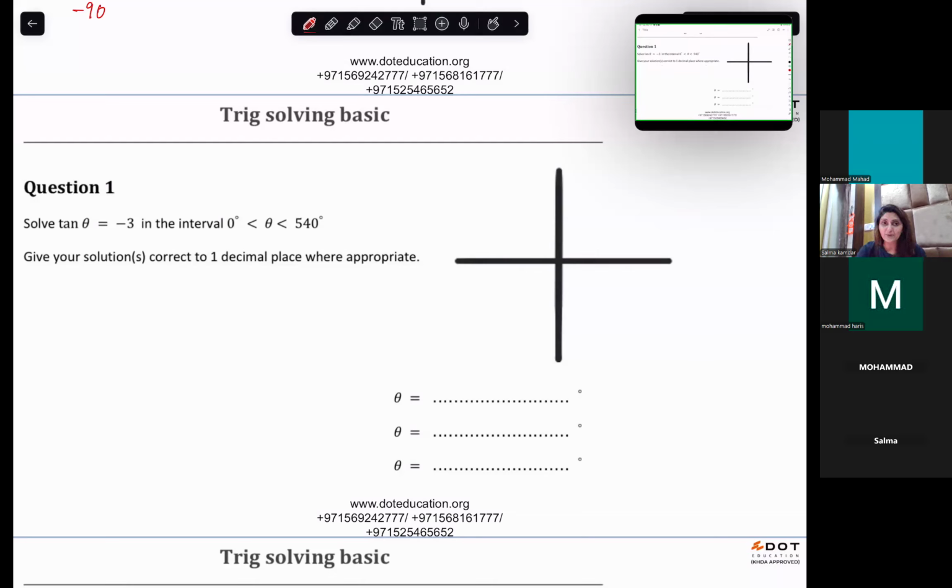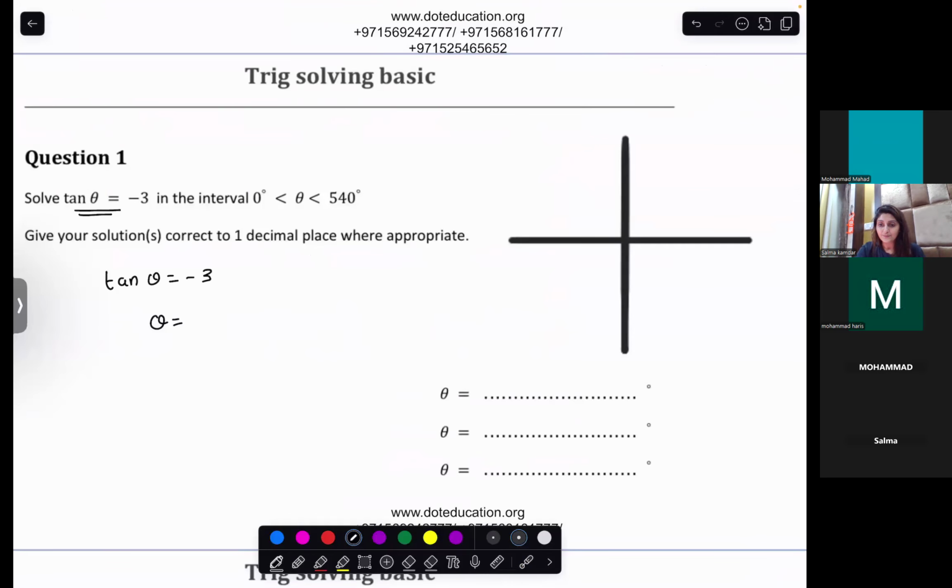If tan theta is equal to minus 3, can you tell me what my theta will be equal to? Can I say my theta is equal to tan inverse of minus 3? Which is minus 71.57. This is going to be my principal value of theta, which is minus 71.57.